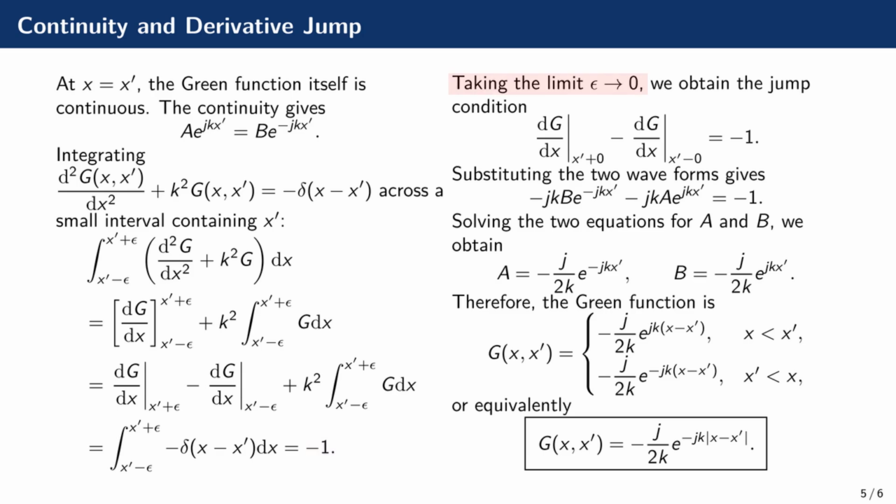Now we take the limit of a vanishing interval. The first and the second terms of the left-hand side give the difference of the first derivative across the source point. The third term, the integral of the green function term, becomes 0 in the limit of a vanishing interval. As a result, we obtain the jump condition for the first derivative. Substituting the two waveforms gives another relation between the two coefficients. Combining this condition with the continuity condition, we can solve for the two coefficients. Then, substituting them back, we obtain the green function in explicit form. Equivalently, it can be written in a compact form using the absolute value of x minus x prime.